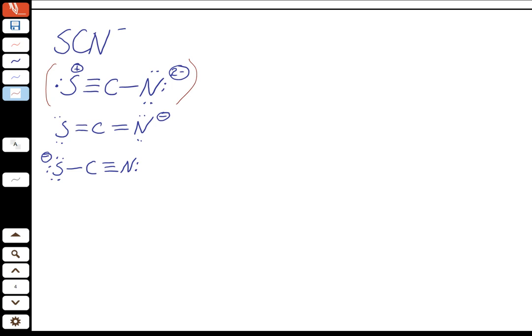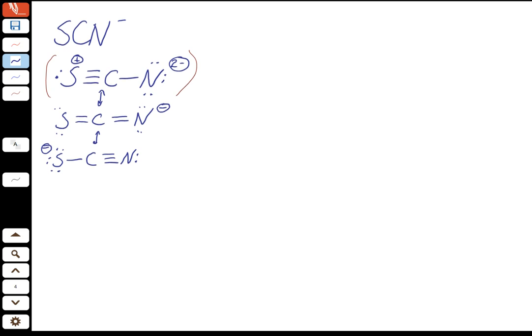Did you at least get the structures right and get some formal charges on them? Good. And remember, these are resonance forms. Resonance forms are usually shown with double-headed arrows between them, as opposed to single-headed arrows, which indicate a chemical reaction.